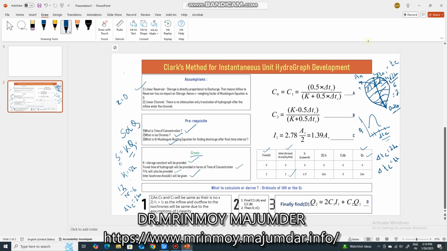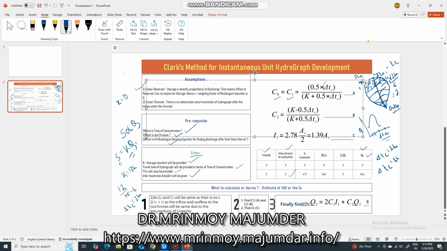Look, this has come from the Muskingum equation. The first 2 terms of the Muskingum equation are equal in this case. Because there is no X, there is no impact of X. So the first 2 terms of the Muskingum equation are the same. That is why they have used the same formula to calculate C0 as well as C1, and that equals 0.5 into del Tc. Del Tc in this case is 2 hours. That is also known to us.